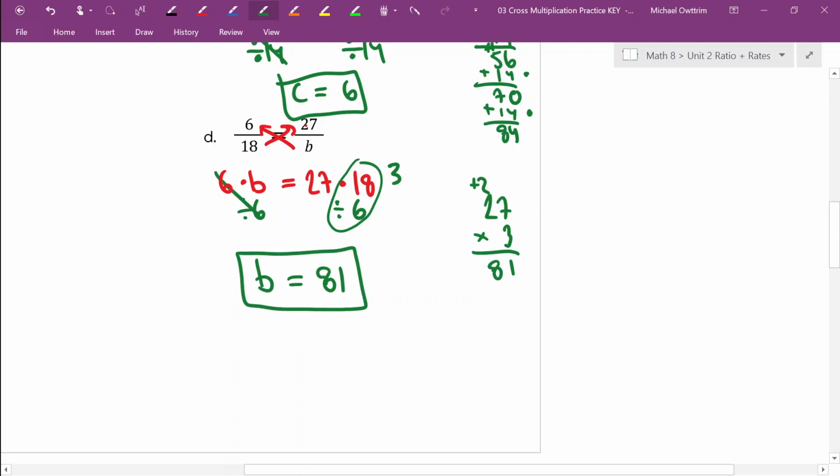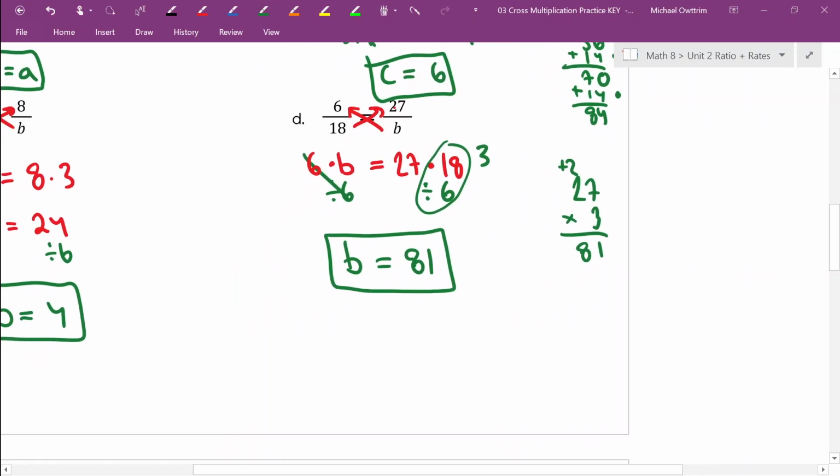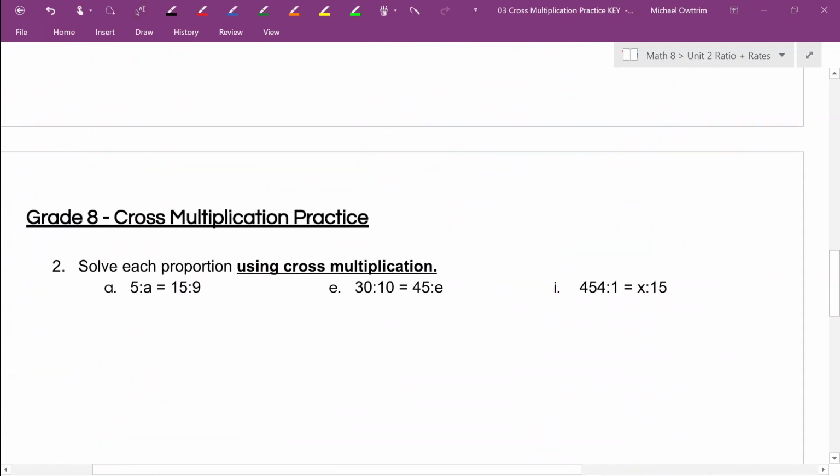Again, you could long multiply 27 by 18, and whatever you get, divide that by 6. That would also still be an approach where you should get 81 as your answer. But I noticed some simplification possible in the 18 divided by 6 part.